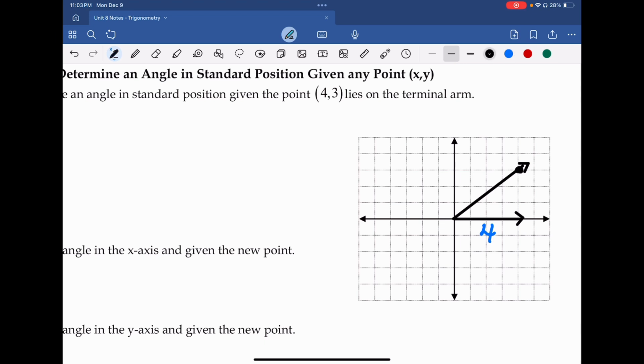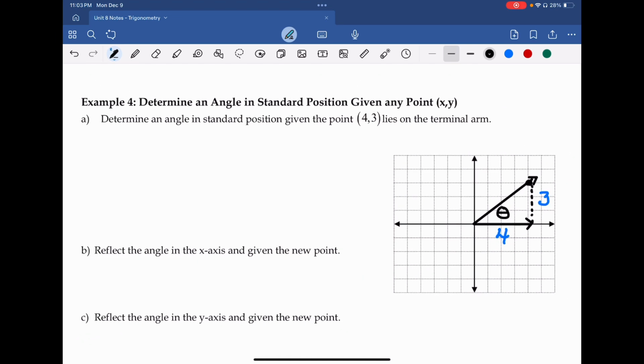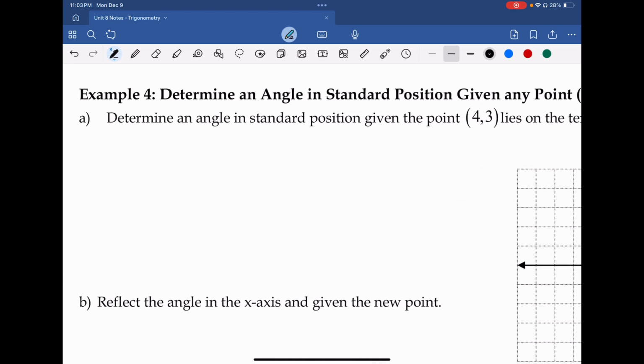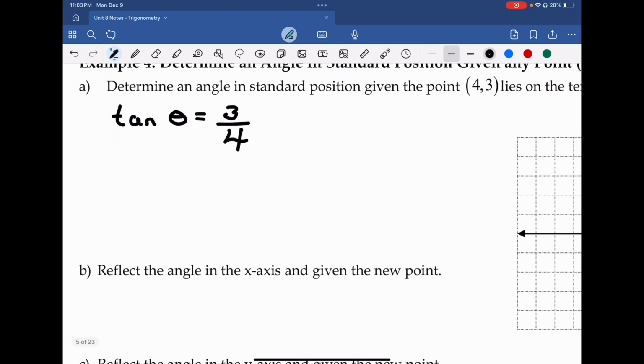If we know that it has to go up in order to get to that point, from the initial arm to the terminal arm, it has to raise up by 3 vertical units. We're going to make sure we put that there. And then we're looking for this angle that's on the interior here, or whatever this angle represents. So in this situation, we want to set this up using some Math 10C knowledge: if I have an angle and I have the opposite over the adjacent, that means I'm using the tangent ratio, and tan of theta is equal to the opposite over the adjacent, or 3 over 4.